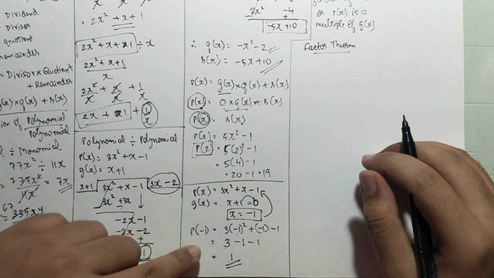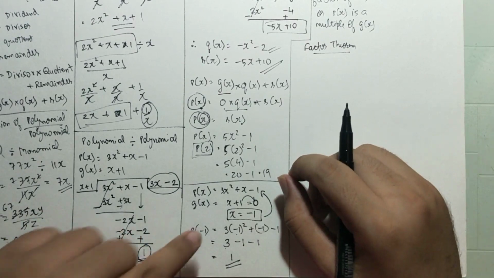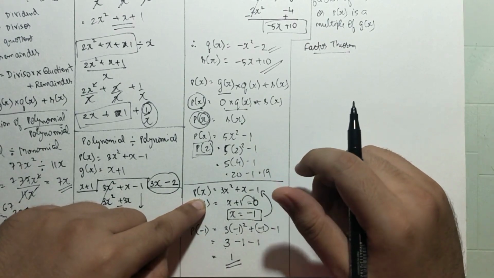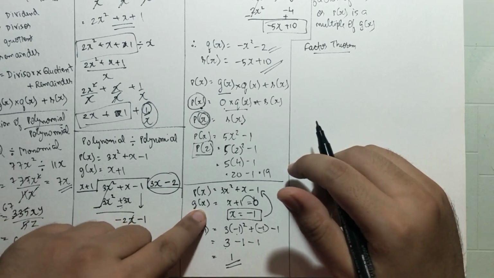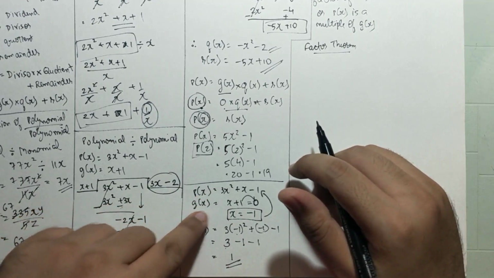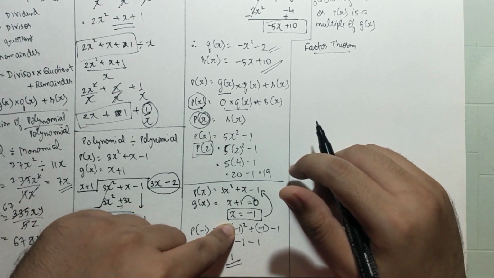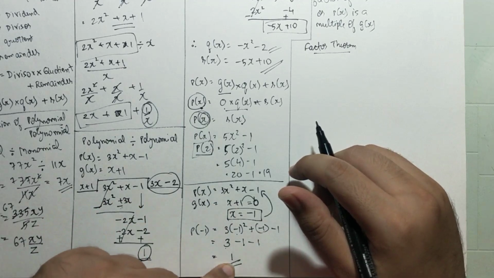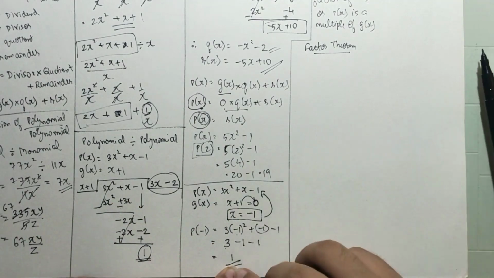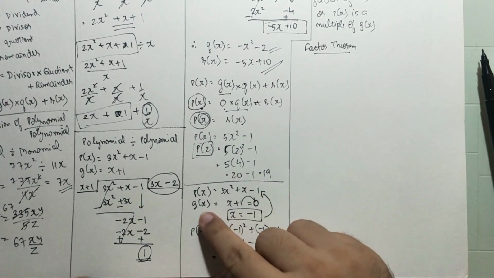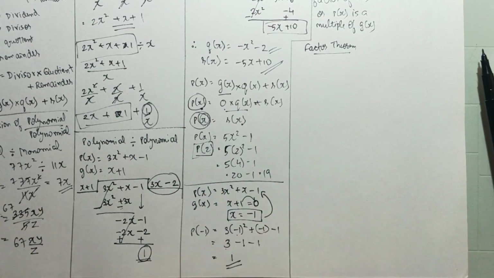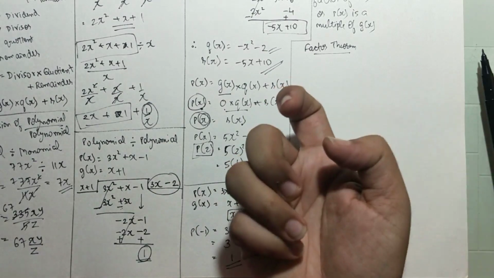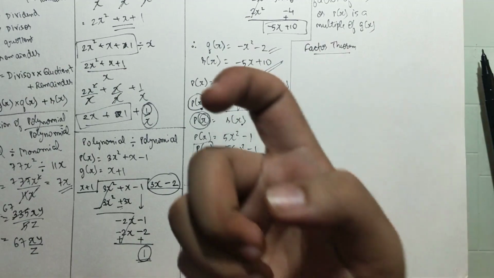But this method can also be used to find whether g of x is a factor of p of x or not. How will you find whether g of x is a factor of p of x or not? Same method. Equate g of x equals to 0. Substitute that value in p of x. If that value after substituting comes out to be 0, means here the remainder comes out to be 0. So if remainder comes out to be 0, that means g of x was a factor of p of x. So this is our factor theorem also. If the remainder comes out to be 0, then g of x is a factor of p of x.